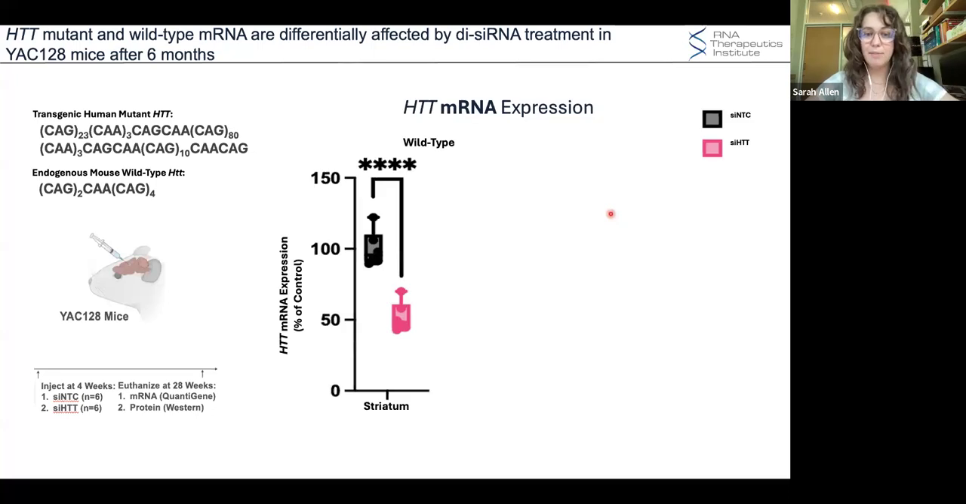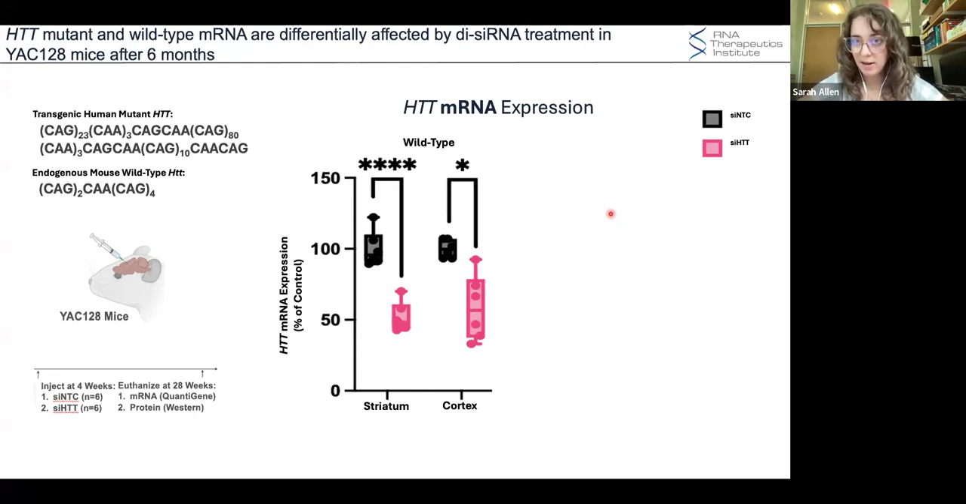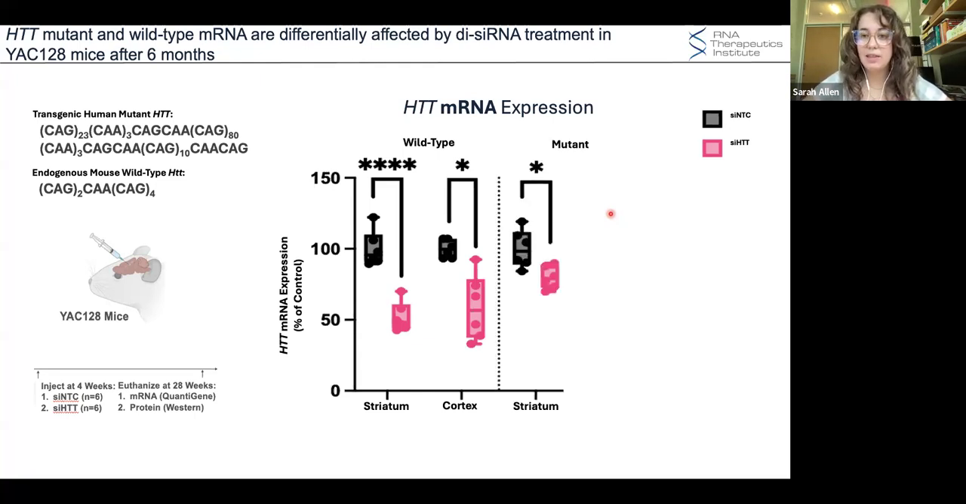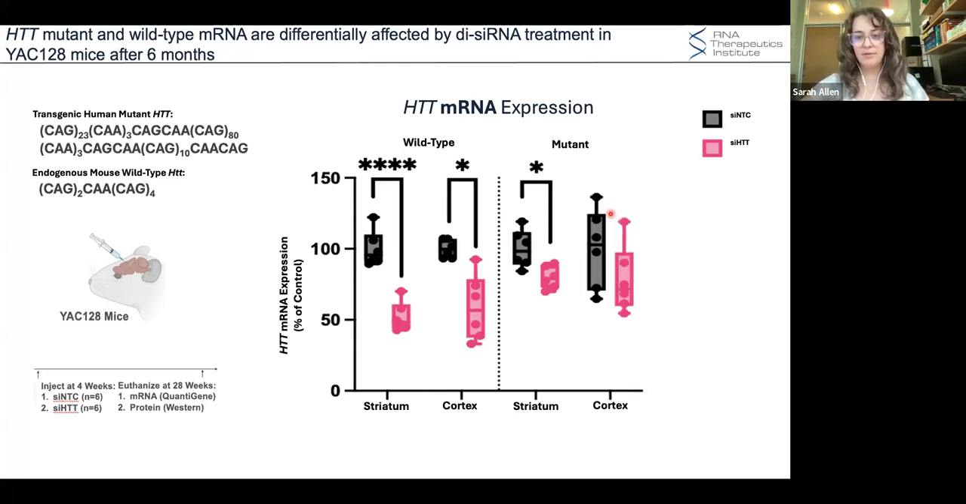And at this time point, we saw around 50% reduction of wild type Huntingtin within the striatum. When we look at the cortex, we see very similar knockdown, around 50% lowering of wild type Huntingtin. But once again, when we look at the mutant Huntingtin, we see around 25% silencing at most. It does reach significance this time in the striatum, but it is not significant in the cortex, and it is much less silencing than we see compared to the wild type Huntingtin mRNA.